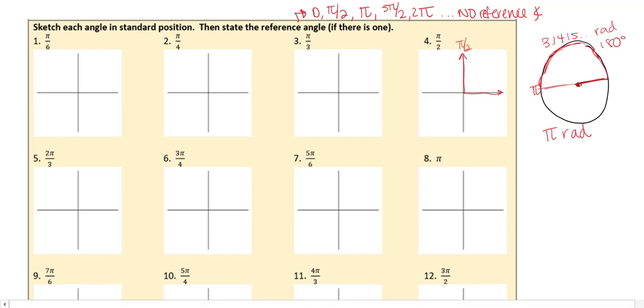So let's look at number 7, 5 pi over 6. We should notice that if I'm thinking 5/6 of the way, and I know that if this guy is all the way, then 5/6 of the way is going to be about right there. Now at 5 pi over 6, we are missing 1/6 of the way. 1/6 of 180 is 30 degrees, so our reference angle, let's call it theta, is going to be 30 degrees.